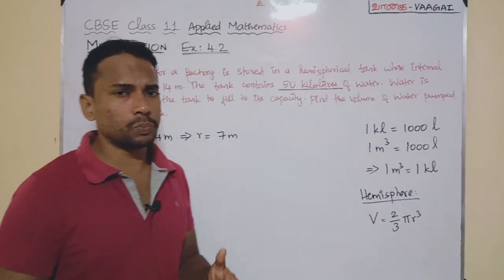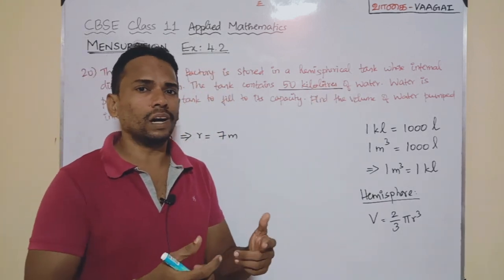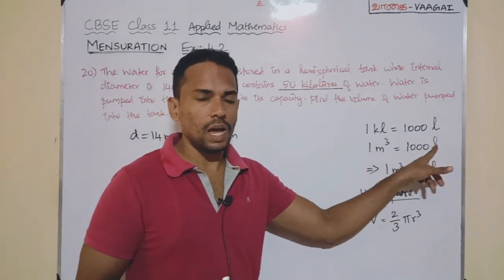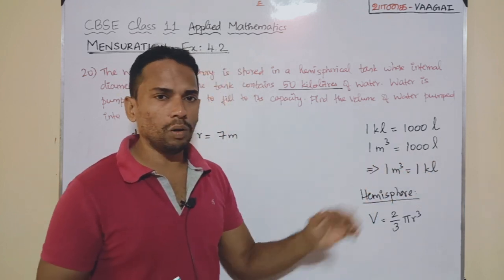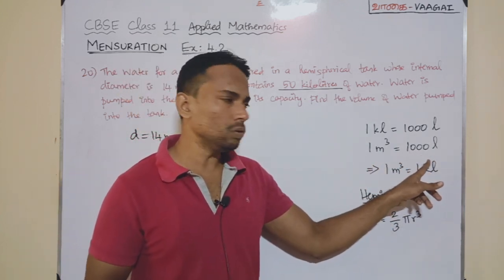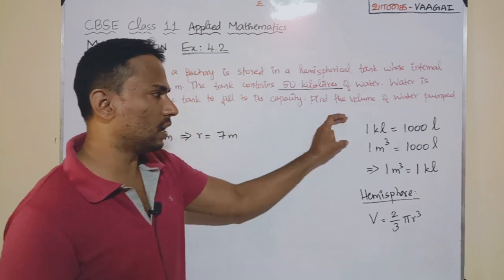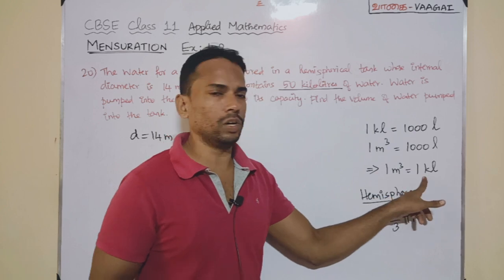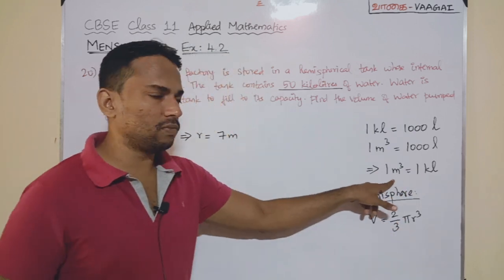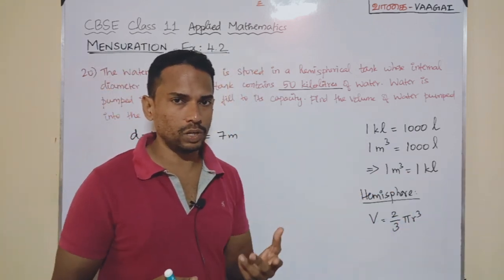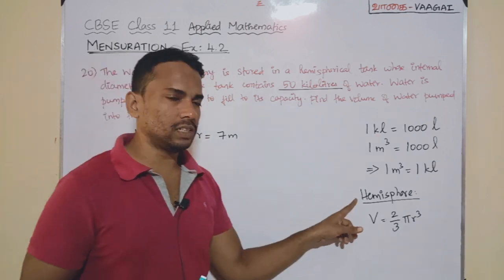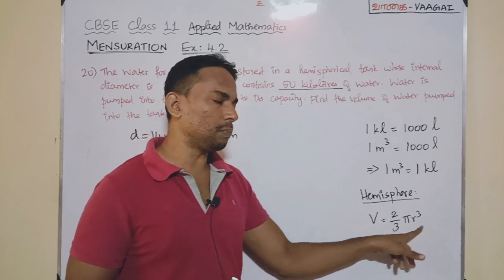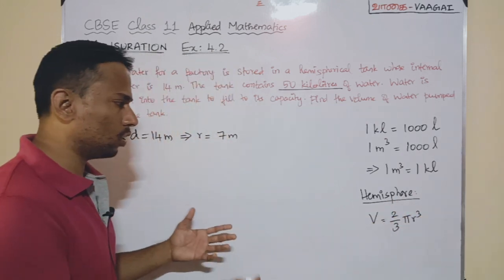Now to solve this problem, what we should be knowing regarding the units is 1 kiloliter is going to be 1000 liters. And we already know that 1 meter cube of volume is also equal to 1000 liters. So from this, when you connect both the things, what you come to learn is 1 meter cube is same as 1 kiloliter. That's it, okay? So this part we should be knowing. 1 meter cube and 1 kiloliter are equal. Yes. And next is the hemisphere. Volume of the hemisphere is going to be 2 by 3 pi r cube. This formula also we should be knowing in order to solve this problem.